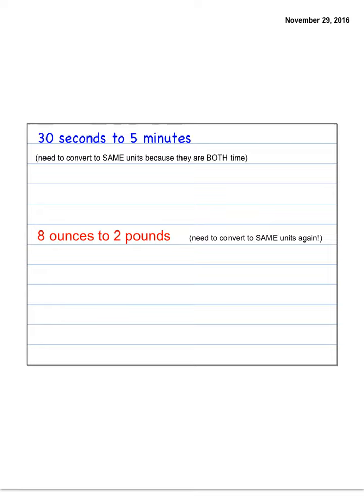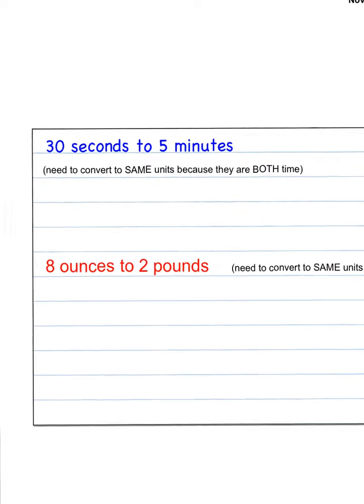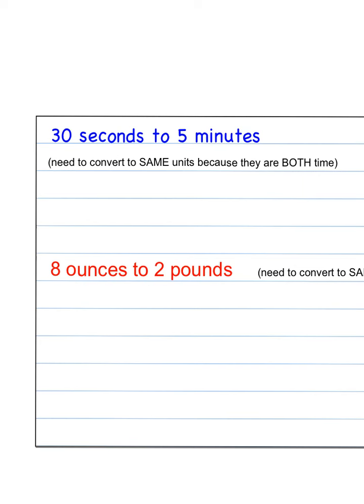Now, something else that we need to make sure to remember is when we have things like this, 30 seconds to 5 minutes, we need to convert to the same unit since they are both time, but one of them is seconds and one is in minutes. So I'm going to turn my 5 minutes into seconds. Well, there's 60 seconds per minute, so I would take 5 times 60, which is 300 seconds. Now they're both in the same unit, so now we can compare them. So we would have 30 out of 300.